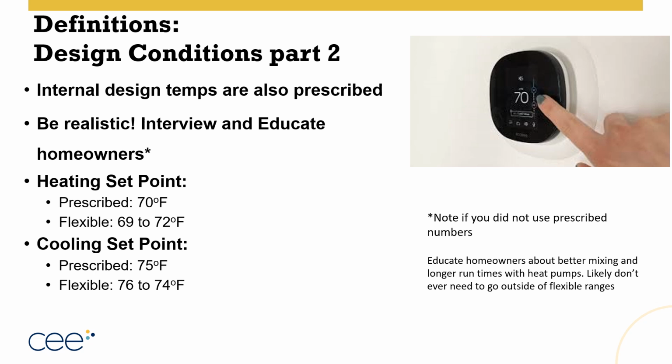Cooling prescribed is 75, flexible between 76 and 74. I actually do know people in Florida who have these very large, very expensive condos, and they're setting it to 69 or 70 degrees for cooling in the middle of the summer. So it's true. Some people want to live in a mausoleum. Most people, though, are going to be in those flexible ranges. Just make sure you're having this conversation with the homeowner and you're jotting down if you use anything other than the prescribed numbers.